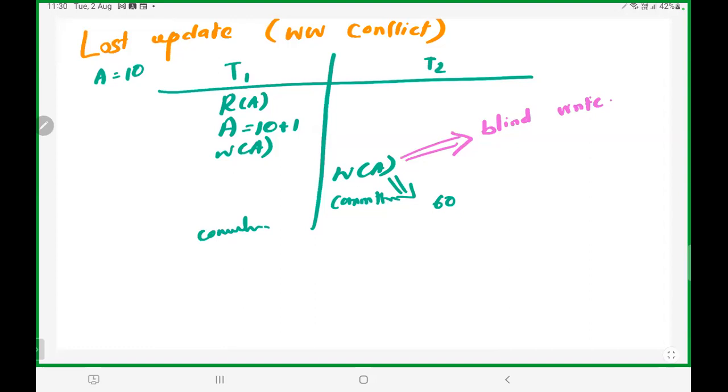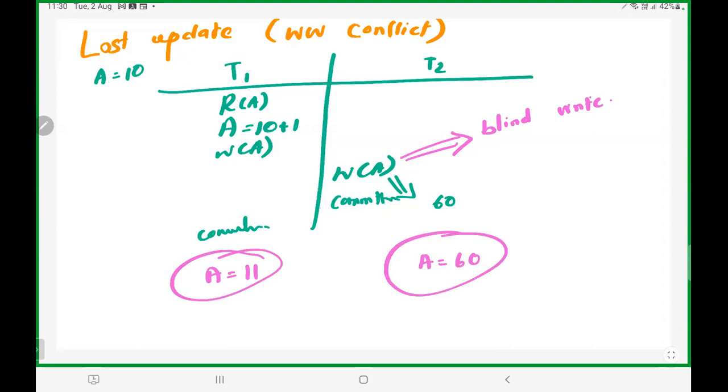So there is a conflict. In this side A is equal to 11 and this side it is 60. There is a conflict. Lost update: the update was not done properly, because this one did not read. That is a write conflict. This one writes and the other transaction also writes, without seeing the update. That is a write conflict.